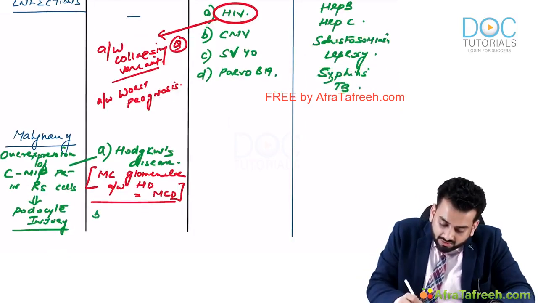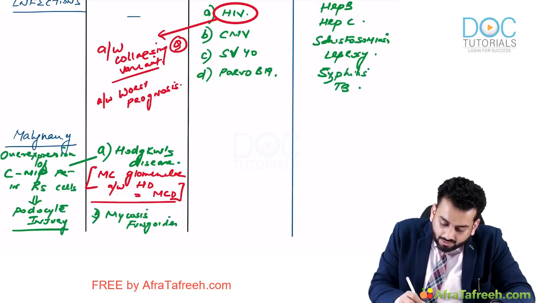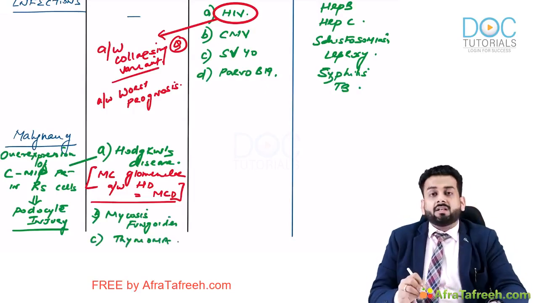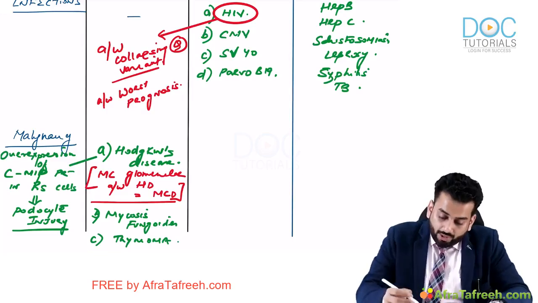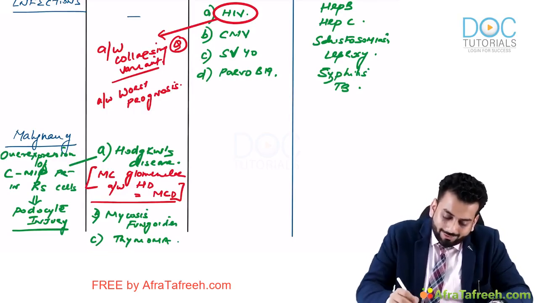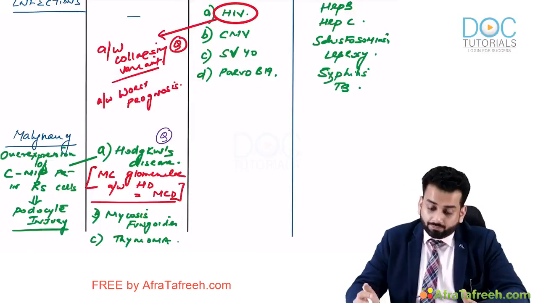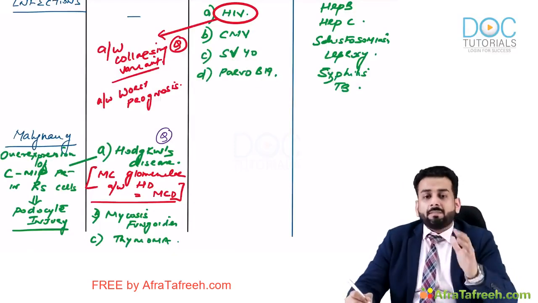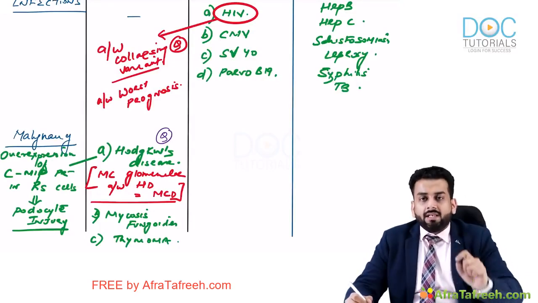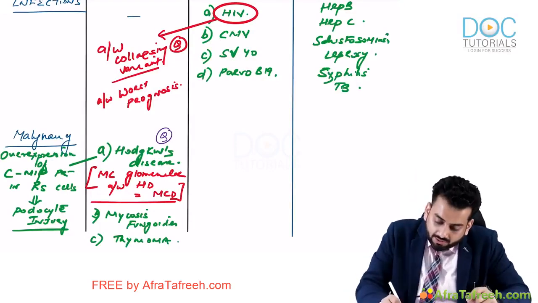After Hodgkin's disease, we have mycosis fungoides, which is the cutaneous T-cell lymphoma, and rarely thymoma is said to be associated with minimal change disease. Now, why am I saying these things in so much detail? Because Hodgkin's has already been asked twice or thrice, and you can very well expect the rest of the cancers to be asked.